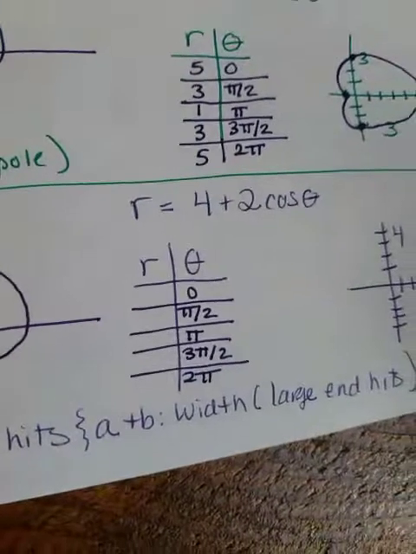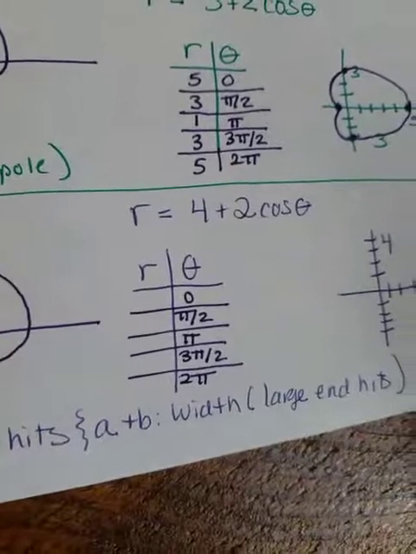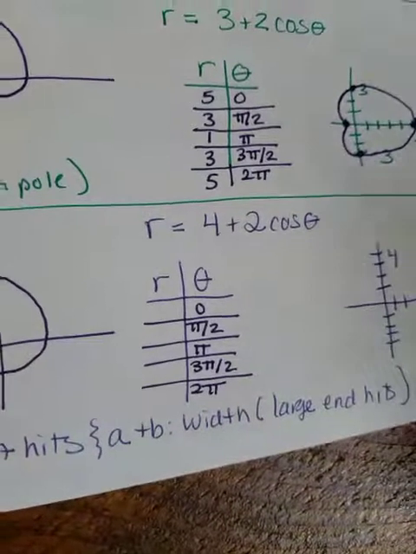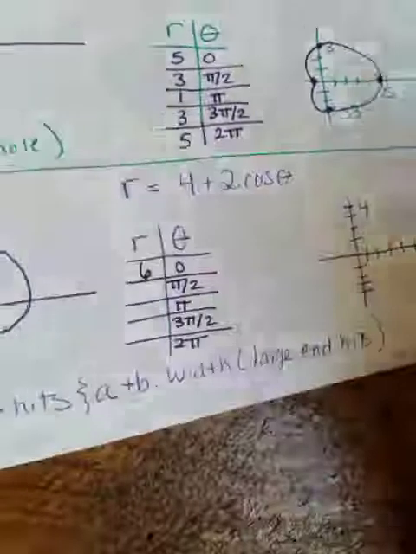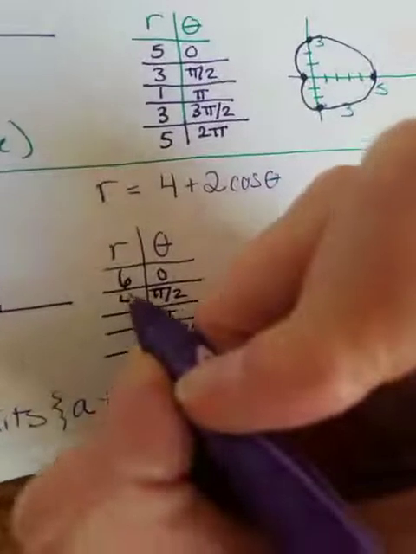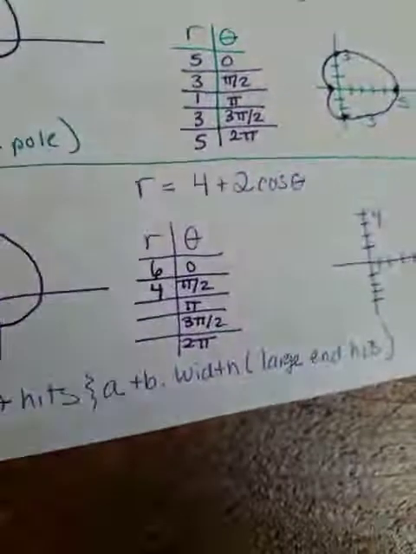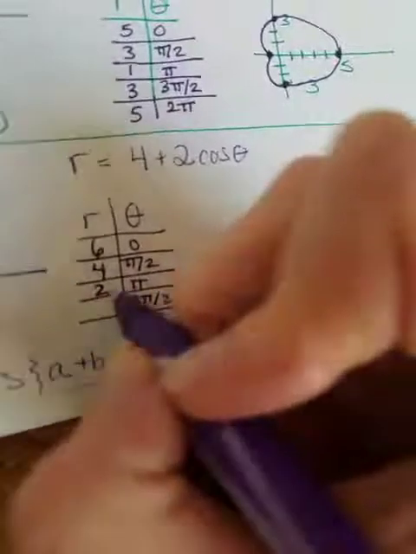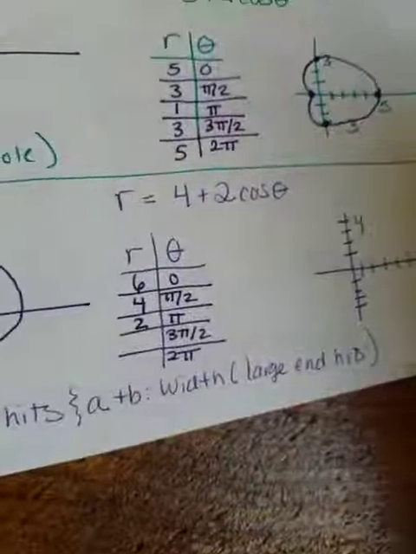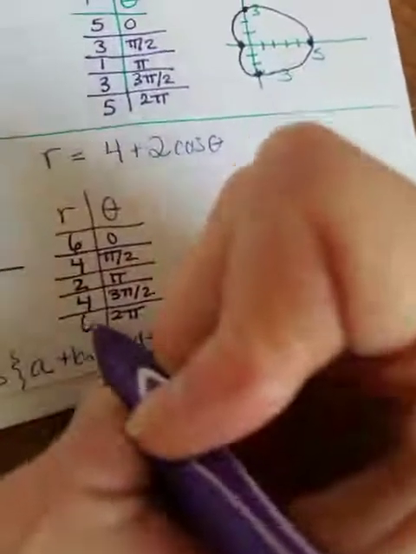All right, so if I put 0 into this equation, you will get 6. Pi over 2 is going to give you 4. Again, you can go back and try these on your own for the sake of this video that's now probably over 10 minutes long. 3 pi over 2 is 4, and 2 pi is going to give you 6.